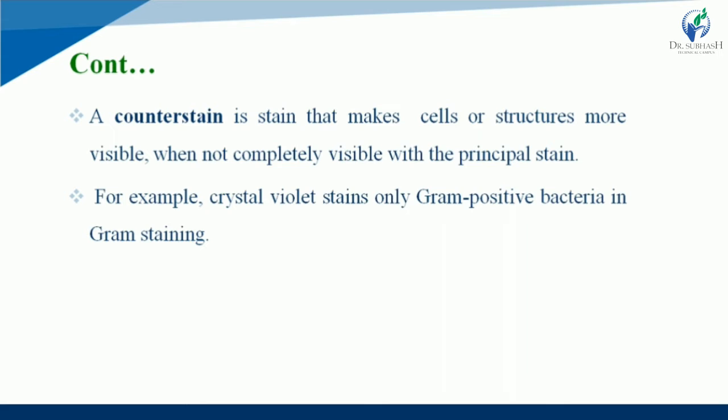For example, crystal violet stains only gram-positive bacteria in gram staining. So what is the role of crystal violet stain? By using crystal violet, only gram-positive bacteria are visible when performing the gram staining technique. We will discuss what the gram staining technique is in the next lectures.